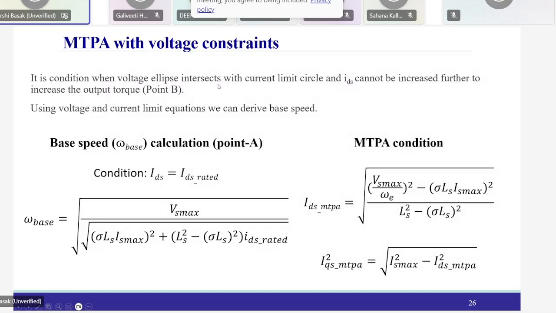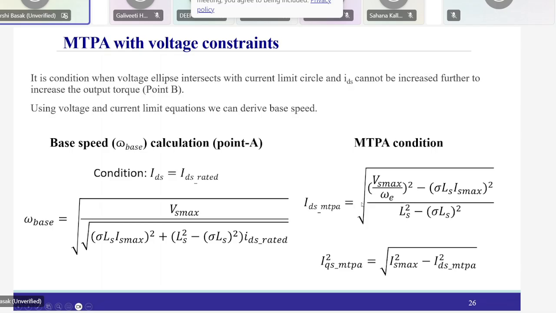It is the condition where the ellipse intersects with the current limit circle and IDS cannot be increased further. After that, IDS should be reduced, and the expression for base speed is given by this expression. You can find it by using IDS equal to IDS rated and substituting.